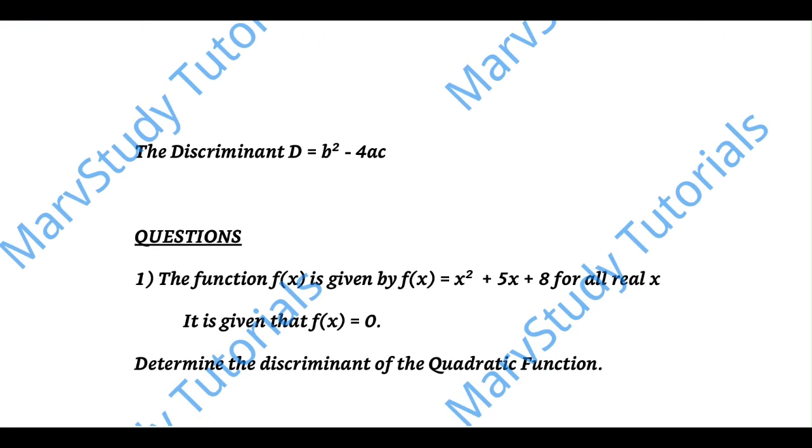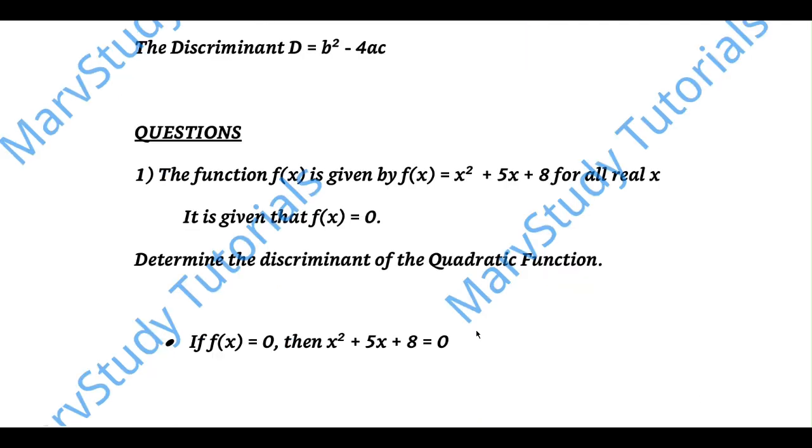Question number 1 says, a function f of x is given by f of x equal to x squared plus 5x plus 8 for all real x. It is given that f of x is equal to 0. Determine the discriminant of the quadratic function. So all we need to do is listen to what the question has to say. Since f of x is equal to x squared plus 5x plus 8 and f of x is also 0, we can write x squared plus 5x plus 8 equal to 0.